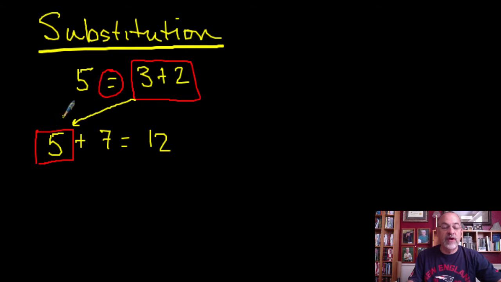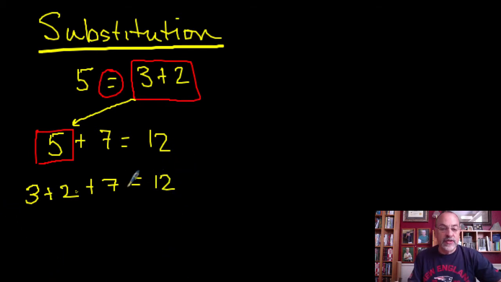So I could take the 5 out, and I could put in a 3 plus 2 instead, because this sign here tells me they are of equal value. So I have 3 plus 2 that takes the place of the 5, and then I have the rest of the expression that doesn't change, and I end up with this expression here. Now this new expression, 3 plus 2 plus 7 equals 12, is still a true statement. It still is equivalent to this original one, because what I substituted in for the 5 is of equal value, so it doesn't change it.